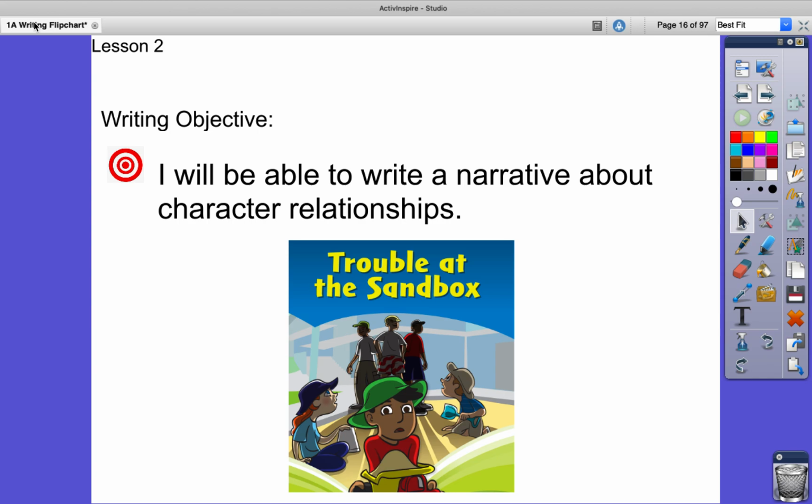Hello, second grade writers. Today we're going to continue with lesson 2. Our writing objective for this lesson is, I will be able to write a narrative about character relationships. And we're going to be using Trouble at the Sandbox to do this.